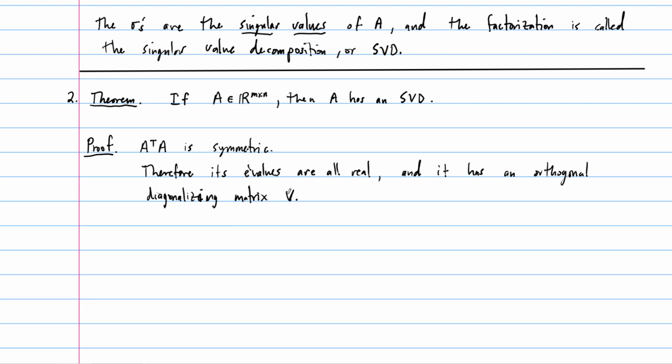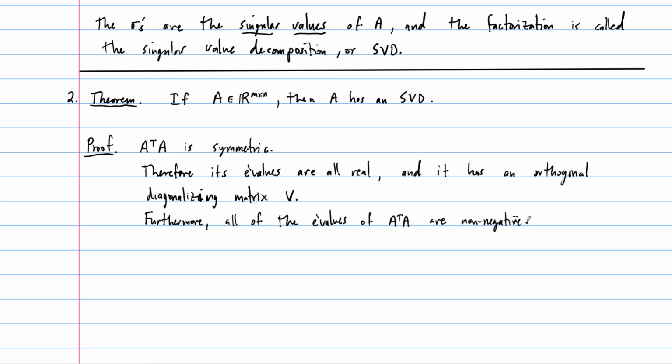In this case, we're going to use V. We're going to call it V. This is going to be an orthogonal diagonalizing matrix. All right, and there is one more claim that I'll make right here. So furthermore, all of the eigenvalues of A transpose A are non-negative.